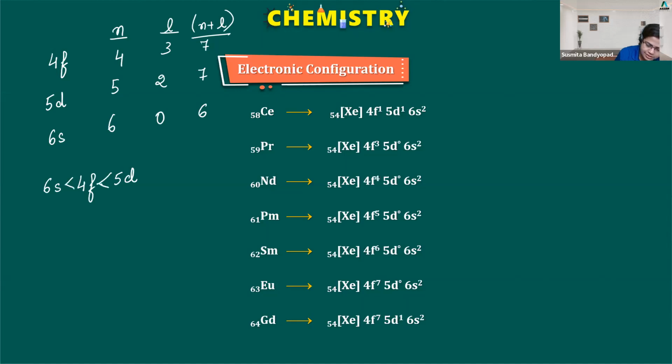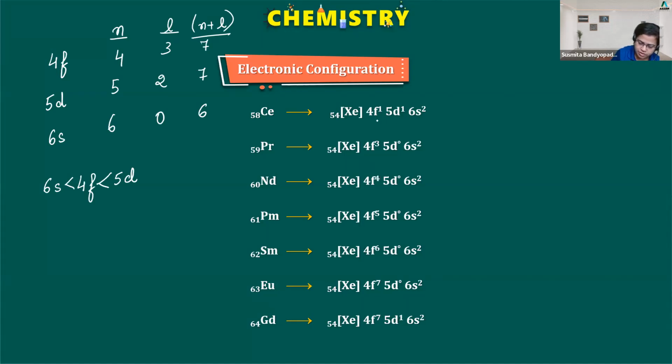Will you agree with this? Yes. Aufbau principle, n plus l rule, this should be the way of filling. 6s is completely filled. Are we justified? Yes. Next, after that, it enters 4f or 5d. It should be 4f and then 5d.